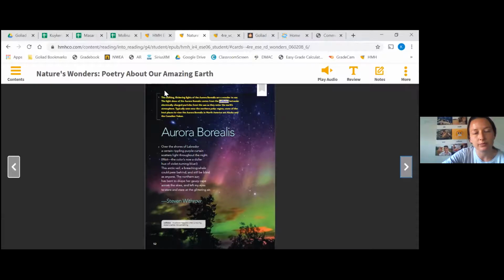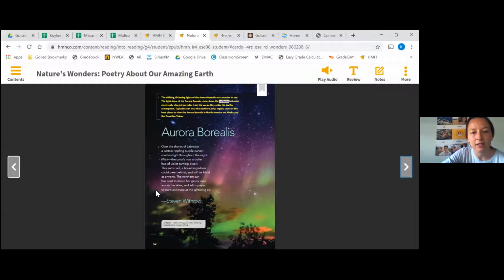A certain rippling purple curtain scatters light throughout the night. The colors now a duller hue of violet turning blue. There you go. What else do we see? And still, an Arctic vile, a breaching whale could peer behind and still be blind as anyone.